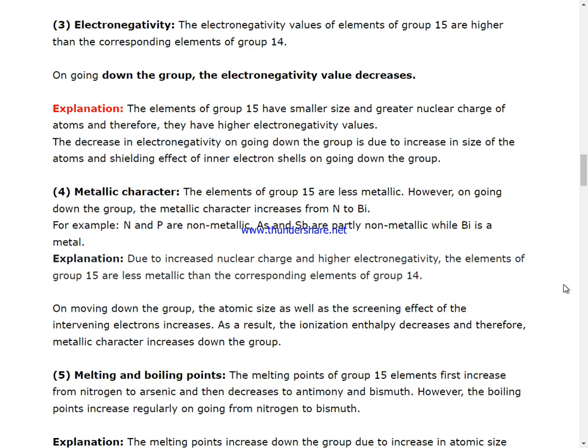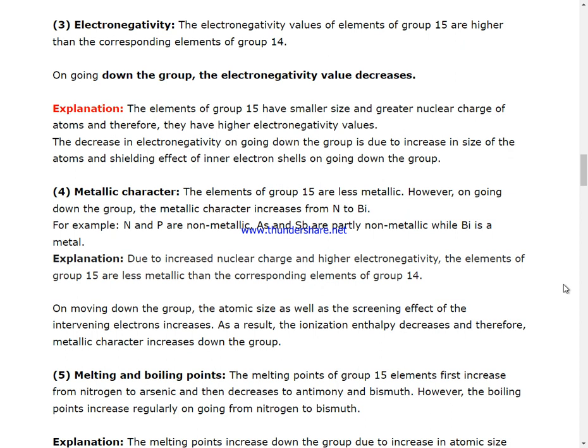Metallic character. The elements of group 15 are less metallic. However, on going down the group, the metallic character increases from nitrogen to bismuth. For example, nitrogen and phosphorus are non-metallic. Arsenic and antimony are partly non-metallic, while bismuth is a metal.